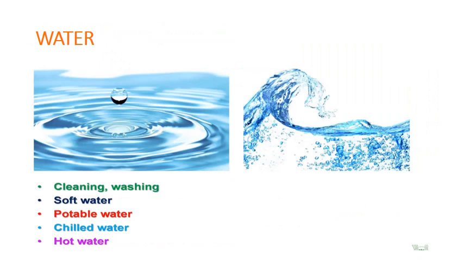Another important requirement in the utility is water. Water is very, very important in different aspects of the dairy plant, like cleaning of different cans, machineries, floors, etc., and washing of the machineries. Then soft water is required for the boiler. Then potable water for all the other places where product processing is to be done. Then chilled water is required in different parts of the machineries for cooling purposes, and also hot water is required. So these are the different kinds of water, and water plays a very important role in this dairy plant and processing.